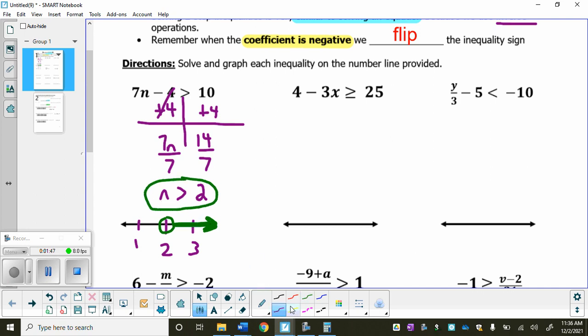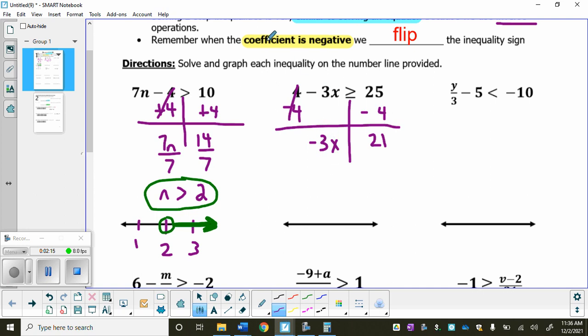All right, now let's try another one. So we're going to drop our line just like we're used to. And this time I have a 4, which is my constant, and then a -3 is my coefficient. So I have a positive number here, so I'm going to start by subtracting 4 on both sides. And 25 minus 4 is a 21. Now 4 minus 4 cancels out, and we're going to bring down here a -3x. Don't forget the negative, okay, the -3x, so don't forget that there's a negative there.